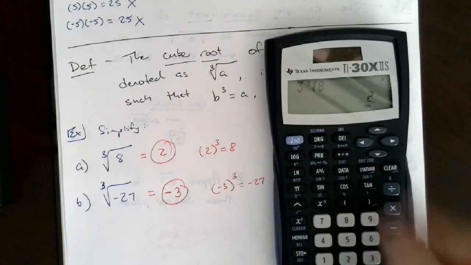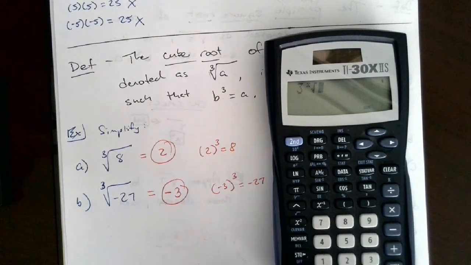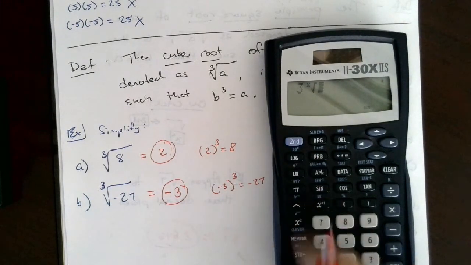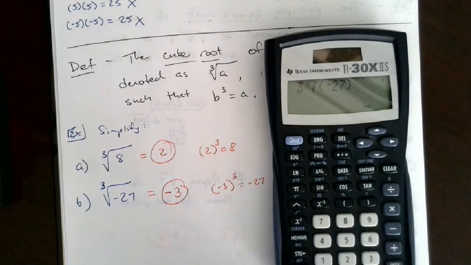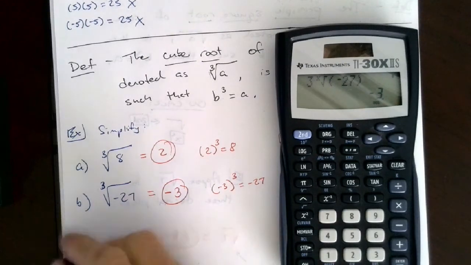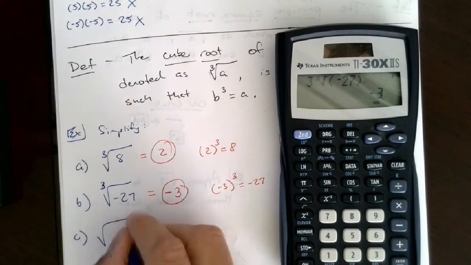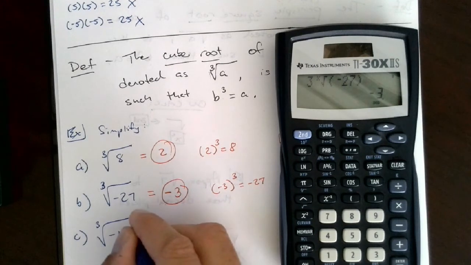If you're not sure, you can use your calculator, second cube root, right? So 3, hit the second key to get the root. So third root of -27, and we get -3, which is what we knew it should be. You might want to try this next one on your own, just to make sure you got it. If I said the cube root of -1000.